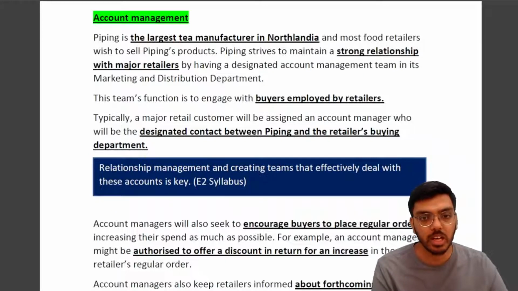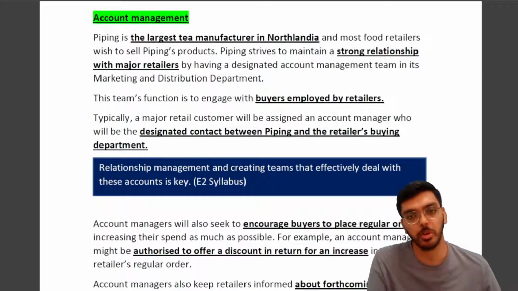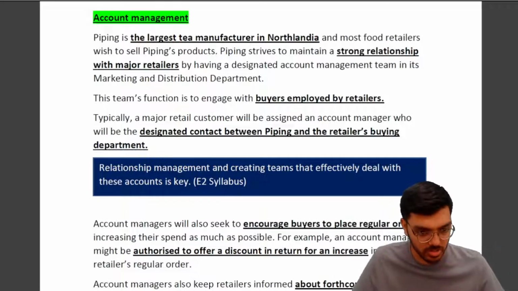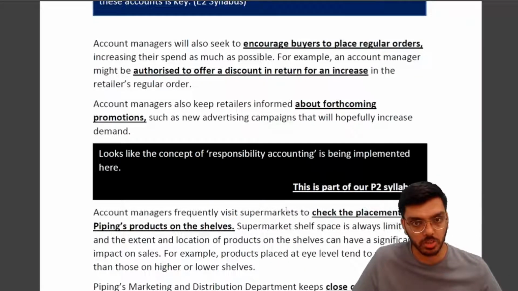Typically, a major retail customer will be assigned an account manager who will be the designated contact between Piping and the retailer's buying department. Whenever they want to buy, they directly call this account manager who will deal with all the processes. So there is a one-stop communication, which avoids confusion.